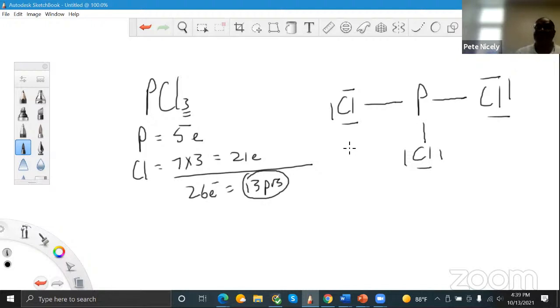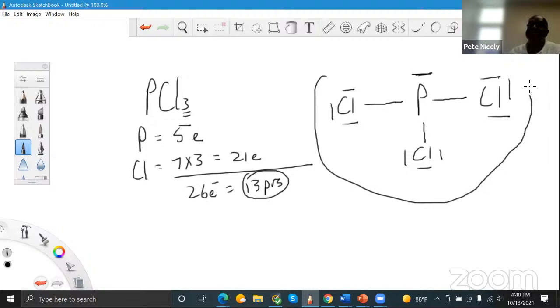So there's one more pair that is remaining, and that pair will simply go on the central atom here, and that's it. So every atom has its octet satisfied, 8 electrons on their outer shell, including the phosphorus. So therefore, this would be the final answer for the Lewis structure of phosphorus trichloride. All right, so that's how that is done. Any questions about this one? Any questions?